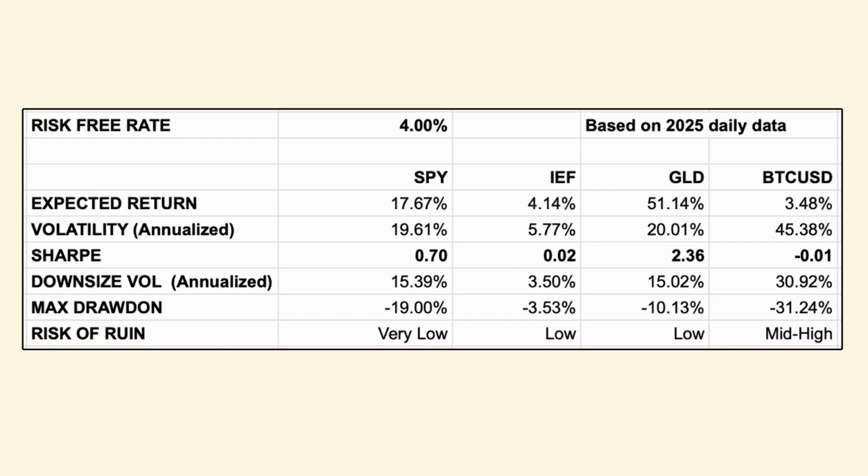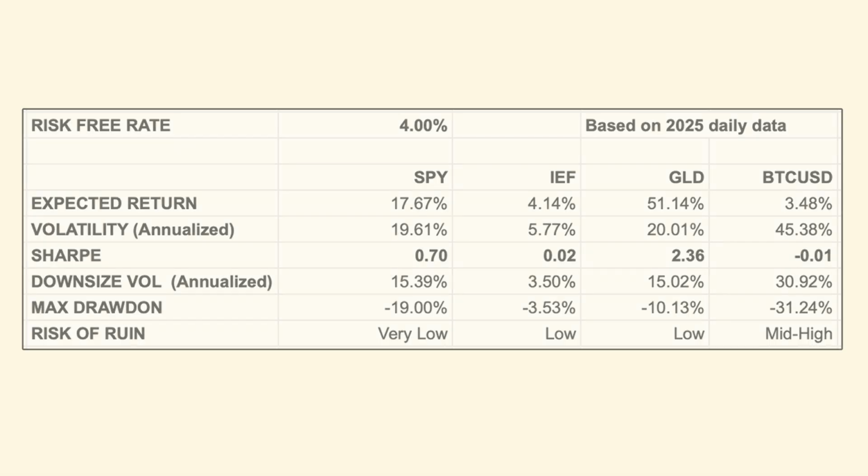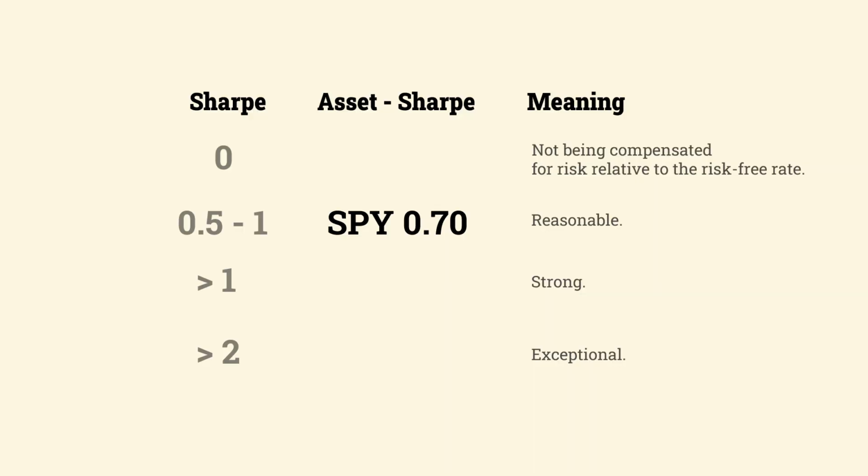Returning to our table, we can now add context to the numbers. SPY at 0.70 is broadly in line with what you might expect from equities in a solid year. Meaningful return paired with meaningful volatility. IEF sits close to 0, which makes sense. Its return was only marginally above the risk-free rate, so once volatility is accounted for, very little excess compensation remains. GLD at 2.36 clearly stands out. During this period, gold delivered unusually strong returns relative to the volatility investors experienced.